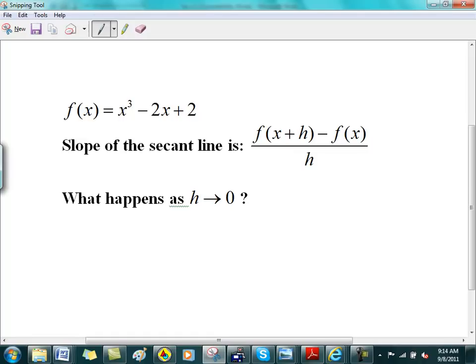So now what I want you to do is work this problem out: limit h goes to 0 of f of x plus h minus f of x.